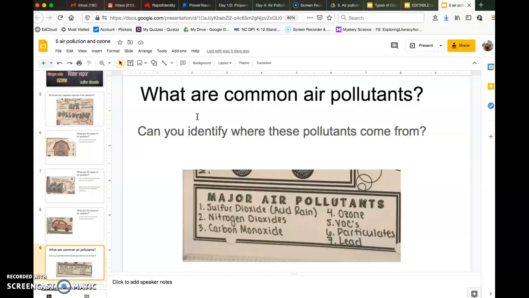VOCs are also possible air pollutants. Particulates, so even just dust and ash. Remember how we talked about how when volcanoes erupt, we can get dust and ash. We often do get dust and ash in the air, and that not only can block out the sun and lead to a decrease in photosynthesis, but it can also make it harder for organisms to breathe. And then again, lead. Lead can be a possible air pollutant as well.